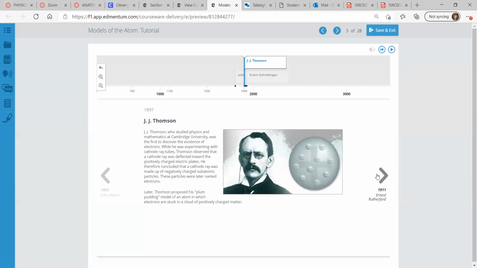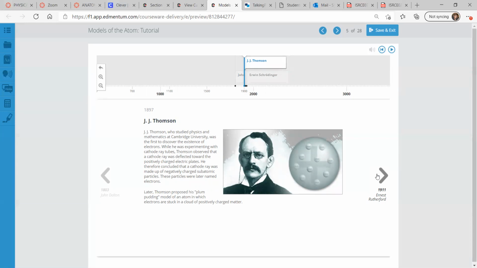Then we have, more than 90 years later, J.J. Thomson. He studied physics and mathematics at Cambridge University, and he was the first to discover the existence of electrons. While he was experimenting with cathode ray tubes, he observed that a cathode ray was deflected toward the positively charged electric plates. So he concluded that a cathode ray was made up of negatively charged subatomic particles, and those particles were later named electrons.